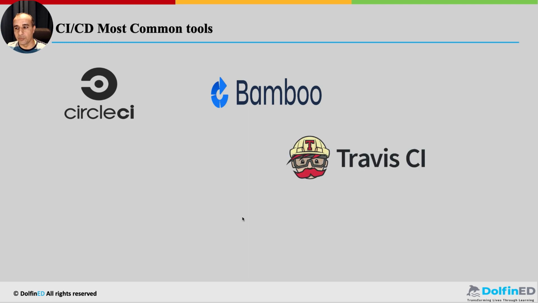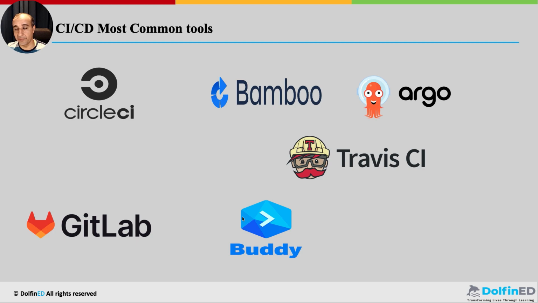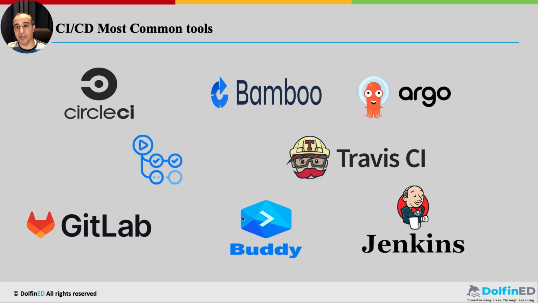Let's now look at the most common CI/CD tools. We have CircleCI, Bamboo, Travis CI, GitLab, Buddy, Argo CD, GitHub Actions, and Jenkins. A lot of famous, known, and commonly used tools, but when you get into an enterprise or a company, you will find either one or two tools at most that are being used.